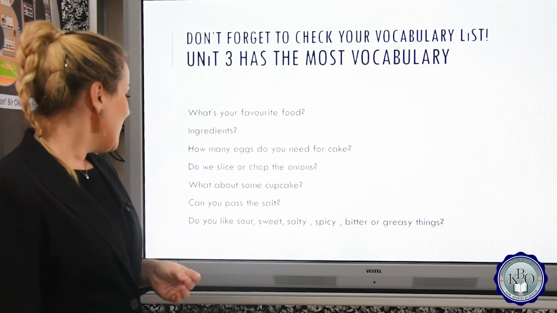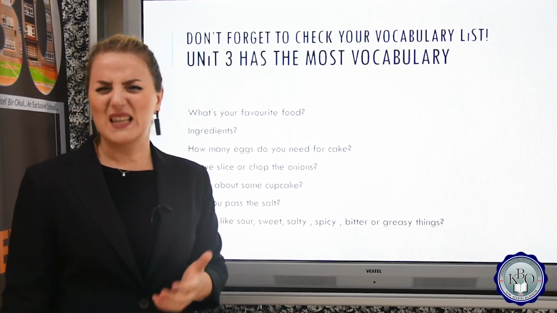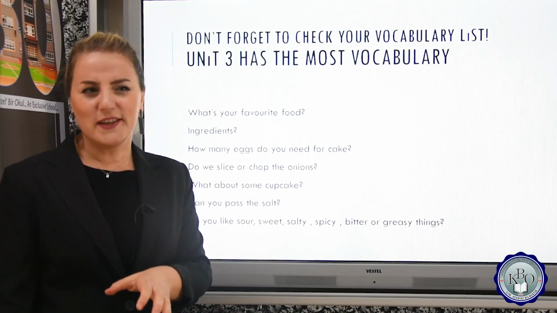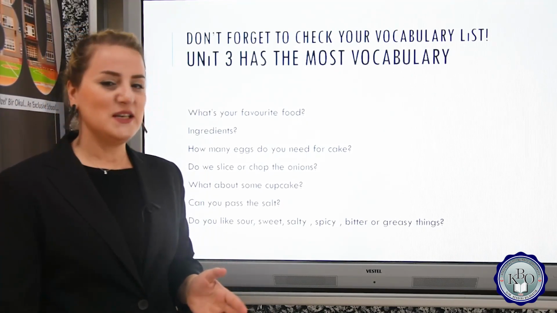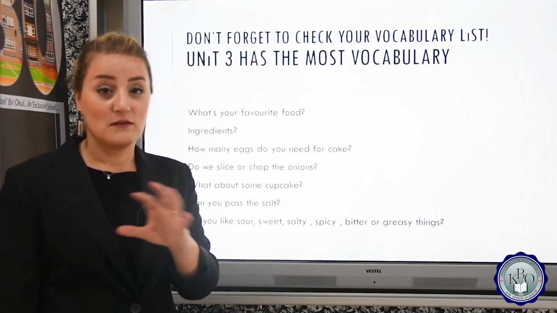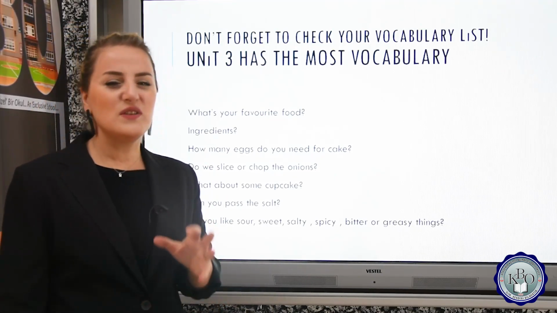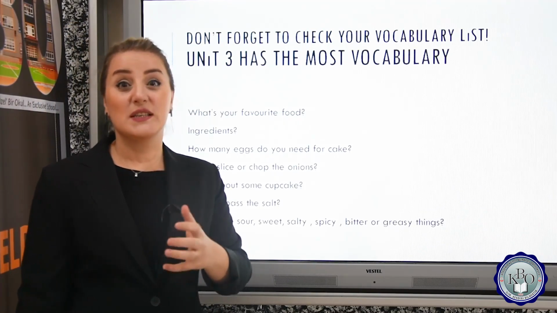Try. Do you like sour, like lemon? Sweet, like chocolate? Salty, like salt? And spicy, that means very hot, contains a lot of spices. And bitter, like bitter chocolate, or greasy things, like, for example, potato chips.